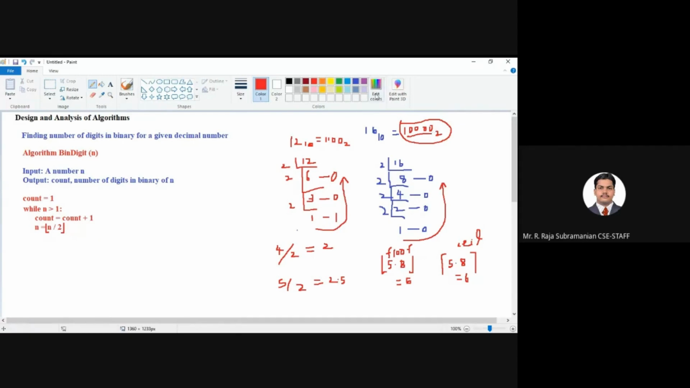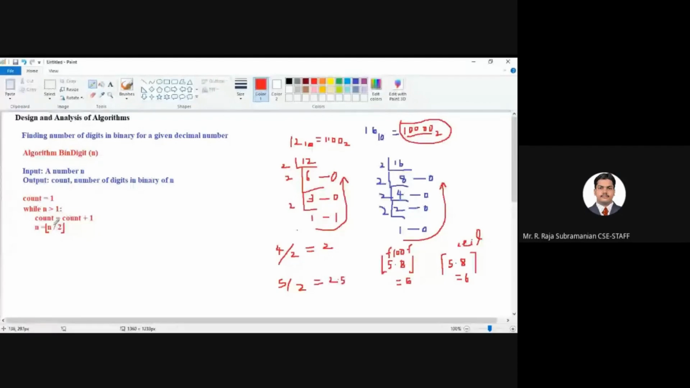I'll take 12. Let 12 come here. Now count is equal to 1. While 12 is greater than 1, what does it mean? Condition is true or false? True. Next, count is equal to count plus 1. I'm incrementing the count. 1 plus 1 will become 2. Now n is equal to 12 divided by 2. What will be the result?